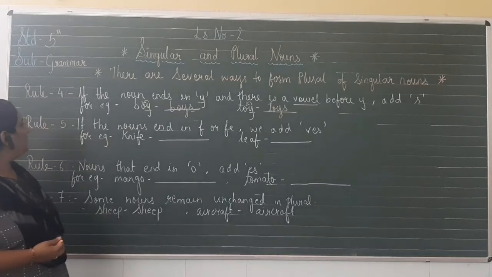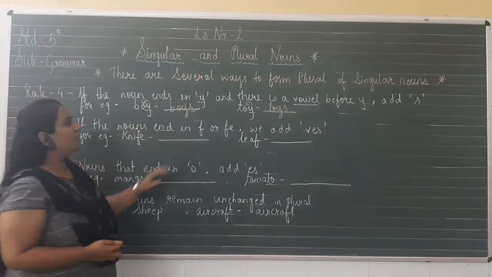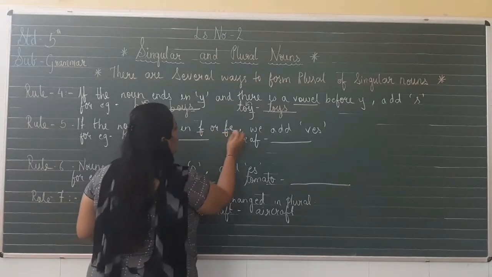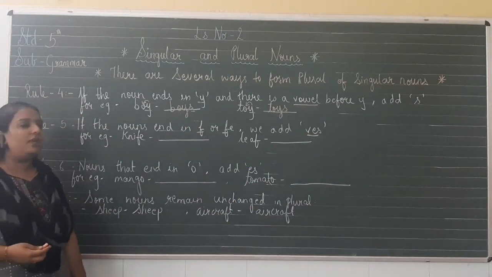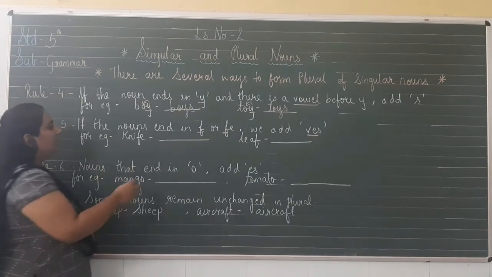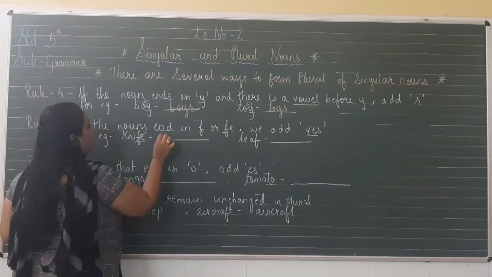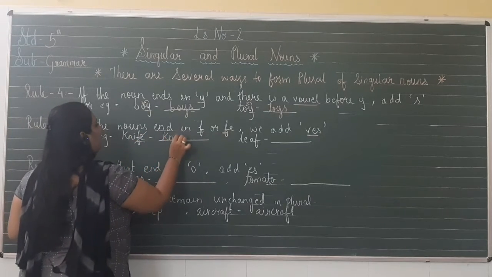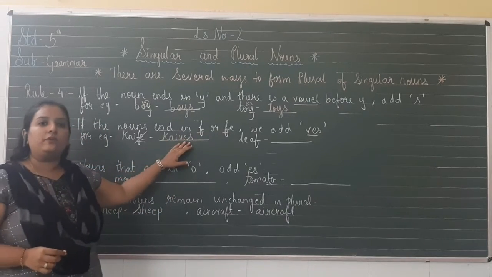Now let us move to rule number 5. What does it say? It says if a noun ends in f or fe, we add ves. We have to cut the f or fe and we have to add ves. For example, knife. The noun is ending in fe. What do we do? We will cut the fe and we will say knives. We will add ves, so it will become a plural form.